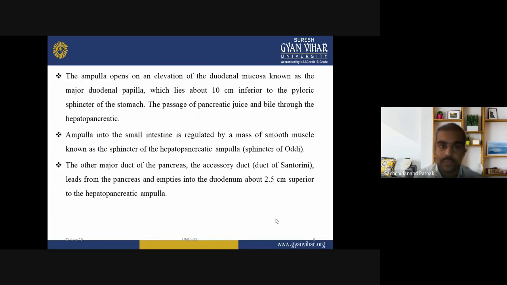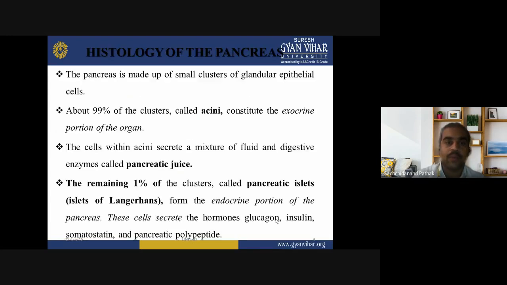I'm just going through these lines, and then we will talk about the particular gland. The ampulla opens on an elevation of the duodenal mucosa known as the major duodenal papilla, which lies about 10 centimeters inferior to the pyloric sphincter of the stomach. The passage of pancreatic juice and bile through the hepatopancreatic ampulla into the small intestine is regulated by a mass of muscle known as the sphincter of the hepatopancreatic ampulla, or the sphincter of Oddi. The other major duct of the pancreas, the accessory duct, leads from the pancreas and empties into the duodenum about 2.5 centimeters superior to the hepatopancreatic ampulla.